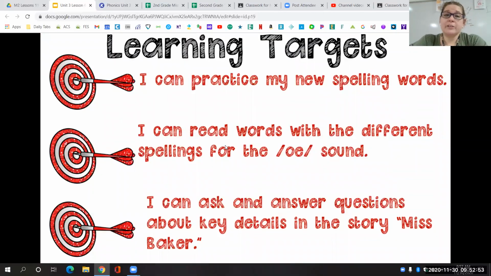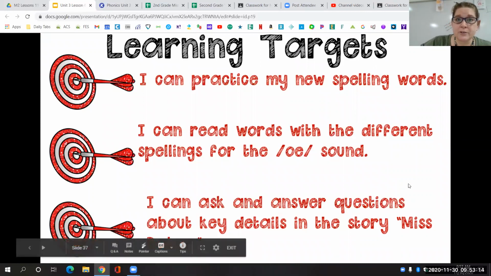So our learning targets for today were, I can practice my new spelling words. I can read words with the different spellings for the O sound, which we did on our trees. And I can ask and answer questions about key details in the story, Miss Baker. I'll show you your work for today in your classroom.